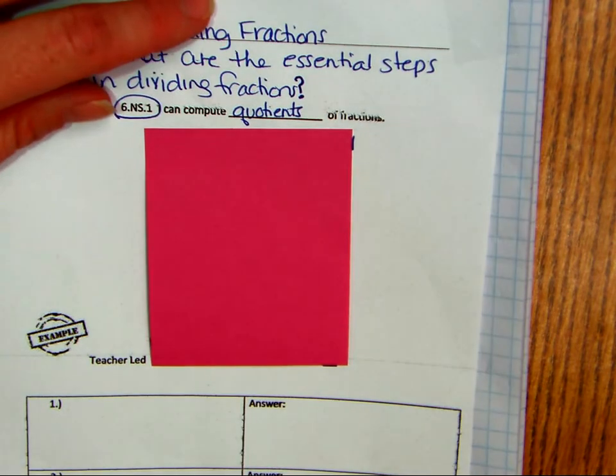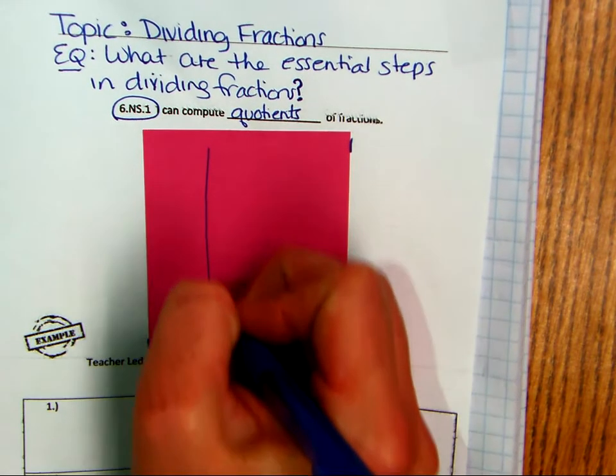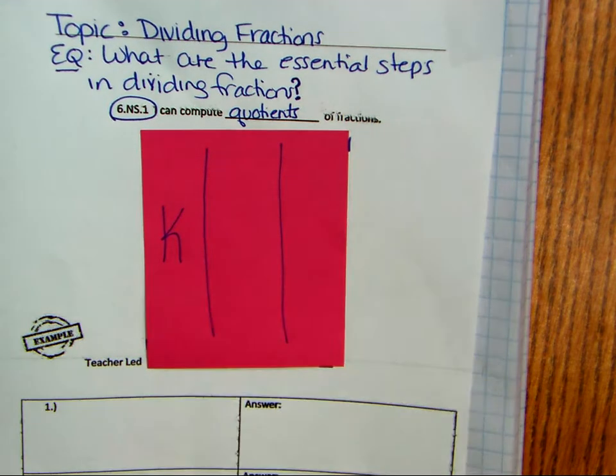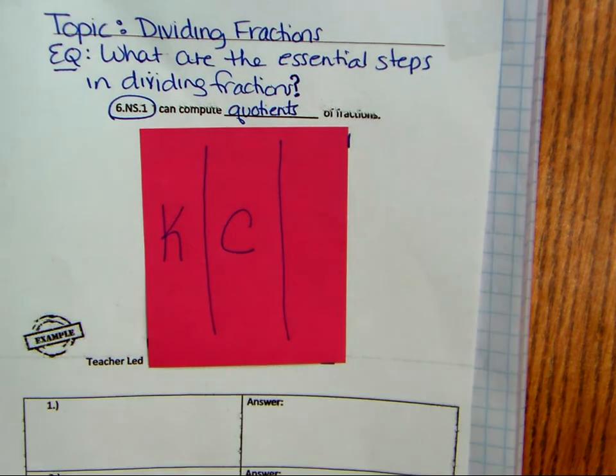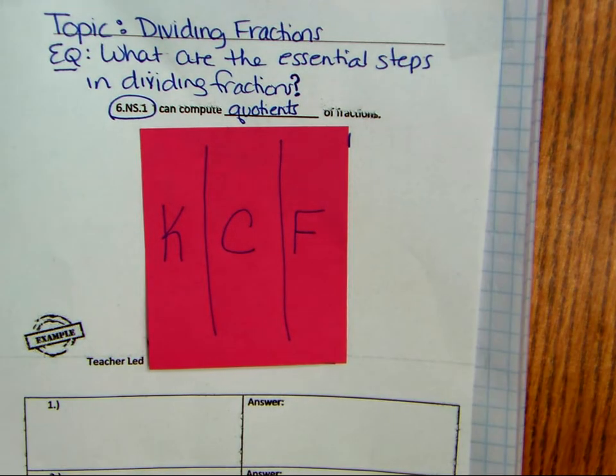Now, when we divide fractions using the standard algorithm, not a model or any other particular system, I like to use the acronym KCF. KCF, not KFC. I use that to remember that when I'm doing fractions, I'm going to keep the first fraction, I'm going to change the operation, and I'm going to flip to the reciprocal. Flip-flop the fraction at the end.